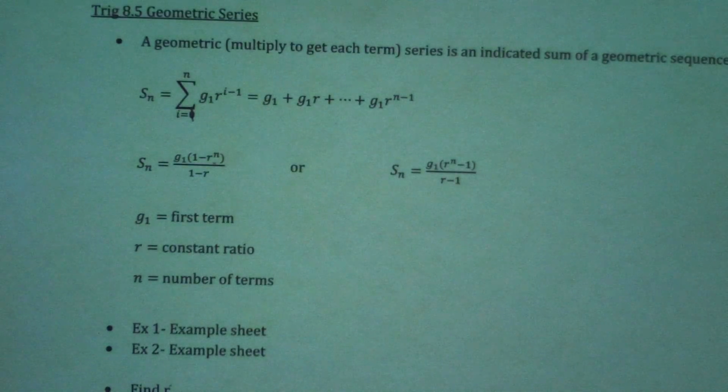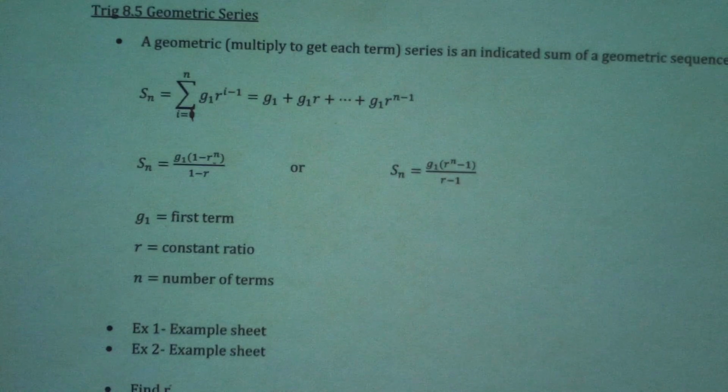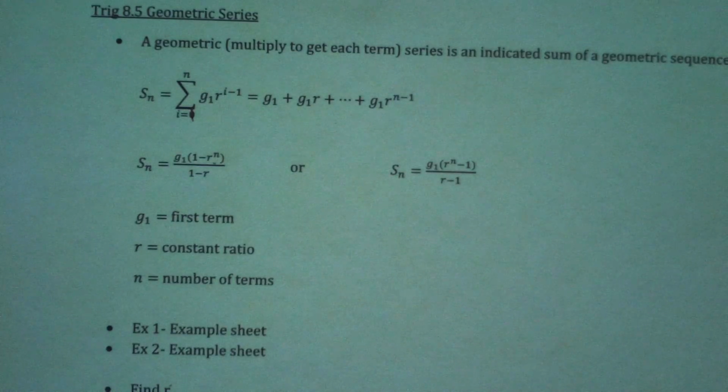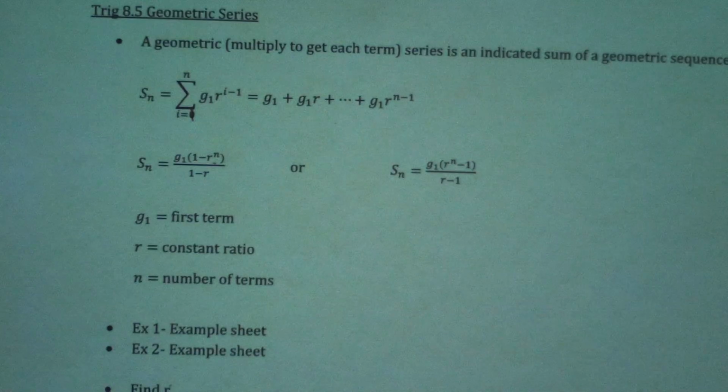Okay, but mostly just plugging into formulas. G sub 1 is the first term, r is your constant ratio, how much you're multiplying by each time, and n is however many terms you're doing it for. Okay, so let's take a look in our packets and go through some examples here.